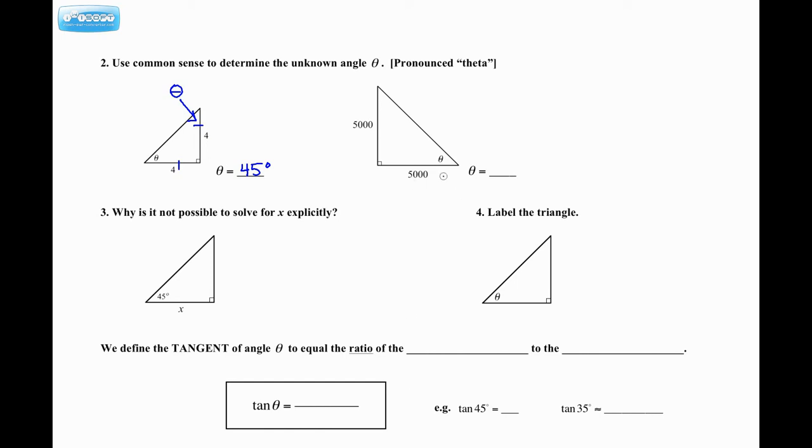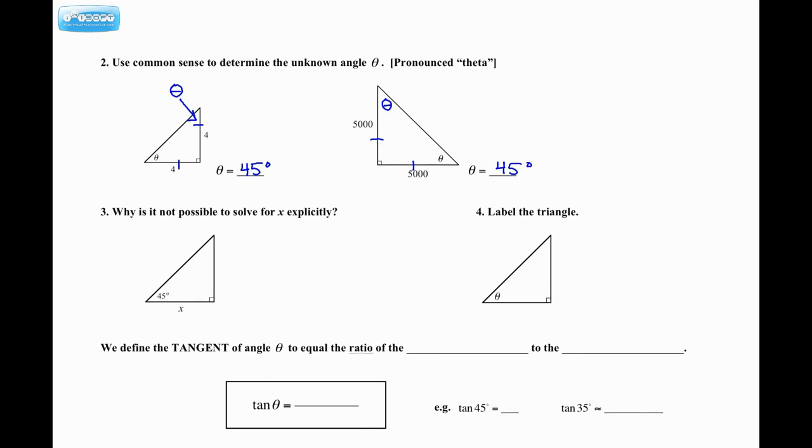Let's try another one. I have a massive triangle by comparison. This is 5,000, that's 5,000. That's isosceles, because those are the same. Therefore, that is the same angle. So 90 plus theta has to be 180, but these are the same. So between 90 degrees, each of them has to be 45. Not too difficult.